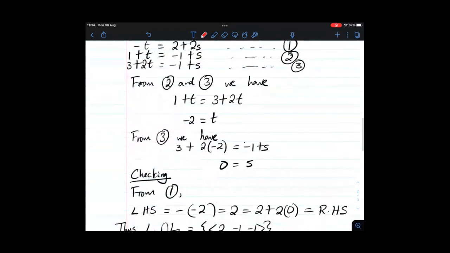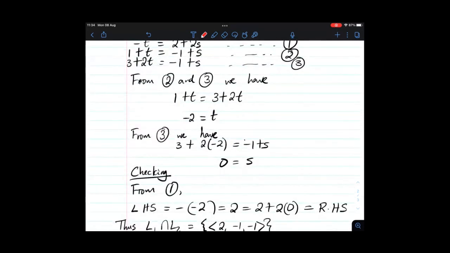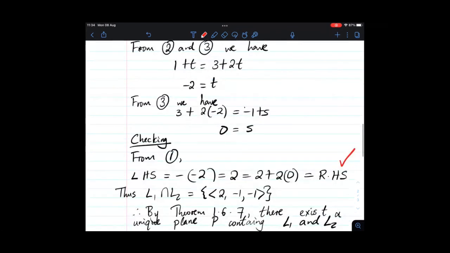So checking out, it is sufficient to look at equation 1. From 1, we can see that the left-hand side is going to be equal to 2, and the right-hand side is also going to be equal to 2. And so therefore, that means that s and t satisfy all the three equations, right? So we've got exactly one point of intersection, which is the point (2, minus 1, minus 1).